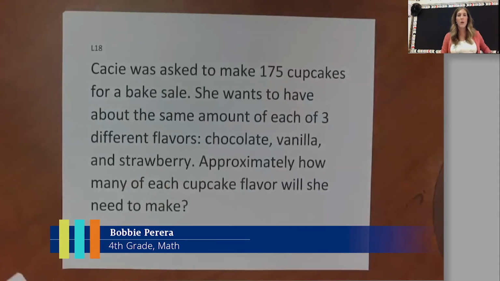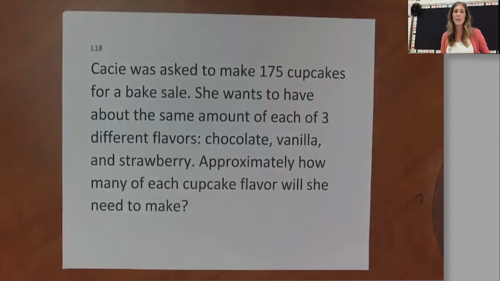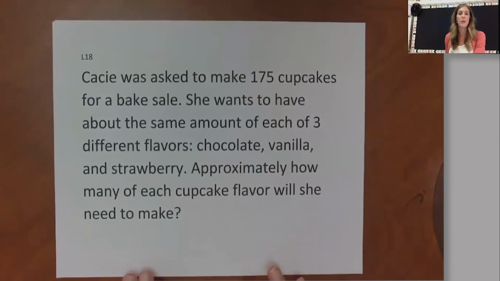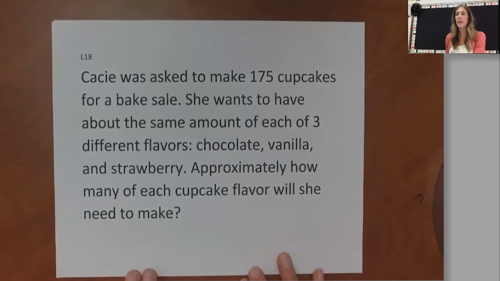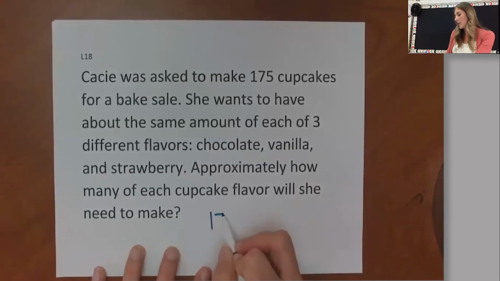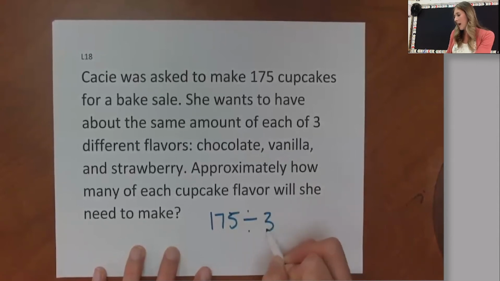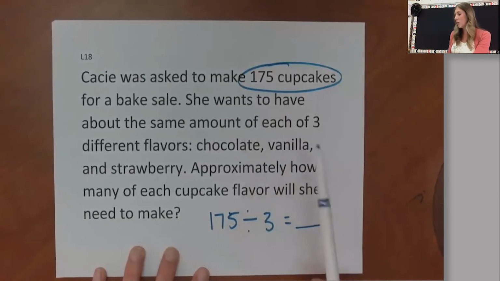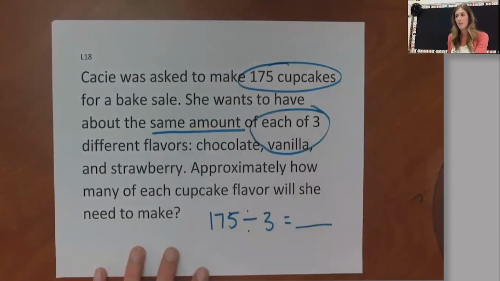Casey was asked to make 175 cupcakes for a bake sale. She wants to have about the same amount of each of 3 different flavors: chocolate, vanilla, and strawberry. Approximately how many of each cupcake flavor will she need to make? What's the division problem we're estimating here? Very good. 175 divided by 3, because she had 175 total cupcakes and she wanted to make about the same of each flavor, and she had 3 flavors.